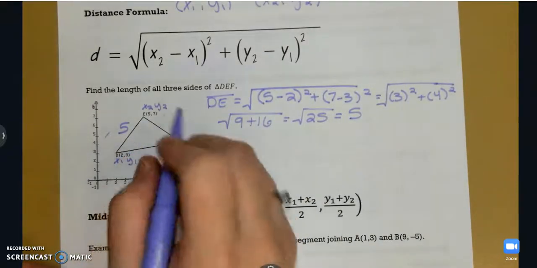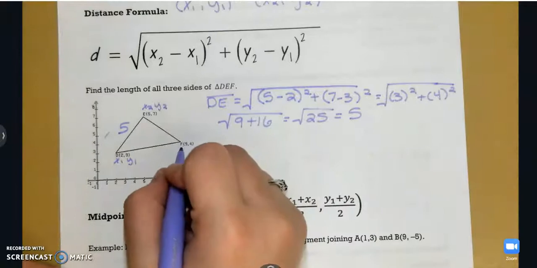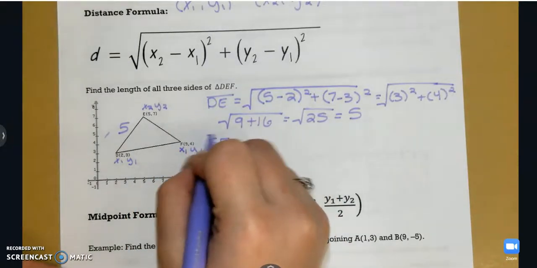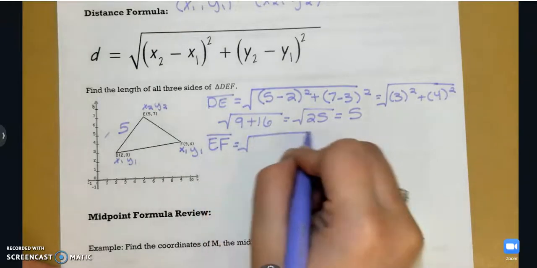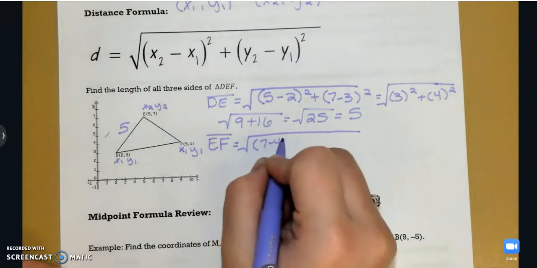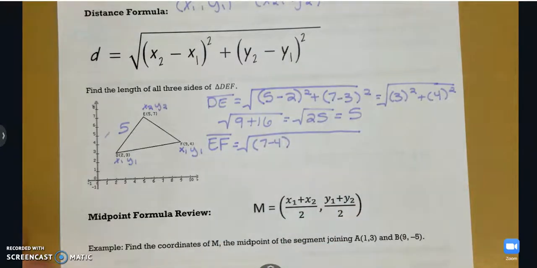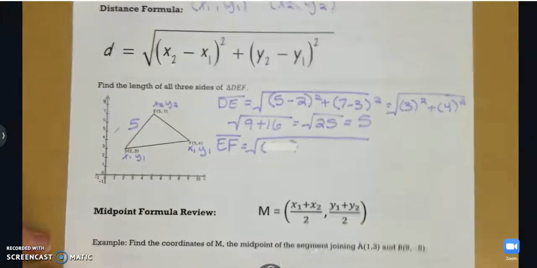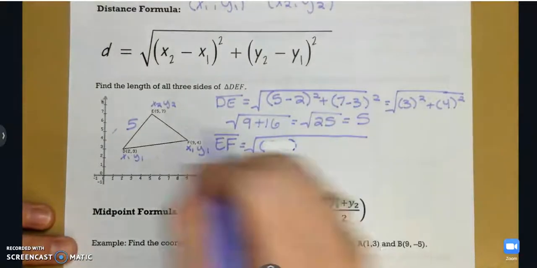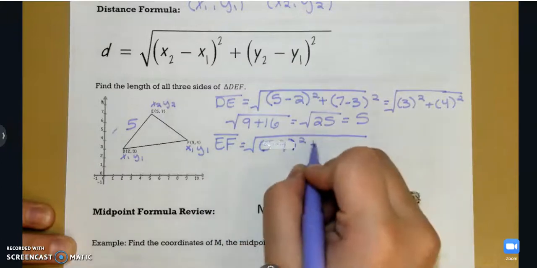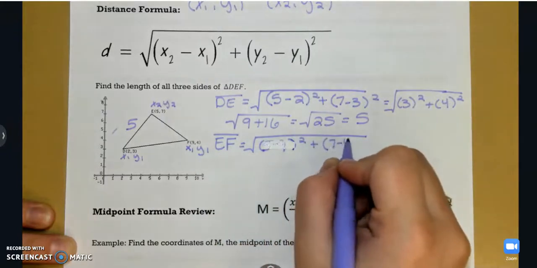Let's do side EF next. So E is already x2, y2, so I'm going to make F be x1, y1. And let's find EF. So again, plugging into all of our spots, y2 minus y1 squared. Actually, I did that backwards. We need to do x2 minus x1. I started getting ahead of myself like slope. We do x first. So x2 minus x1, 5 minus 9 squared, plus y2 minus y1 squared.